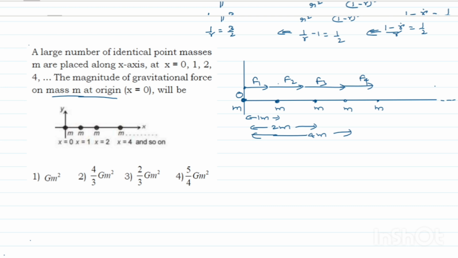Now let us calculate the resultant force of all these. F equals the net resultant force, F1 plus F2 plus F3 and so on. F equals G M square by R square, in the sense 1 square, plus G M square by 2 square, plus G M square by 4 square, and so on, students.